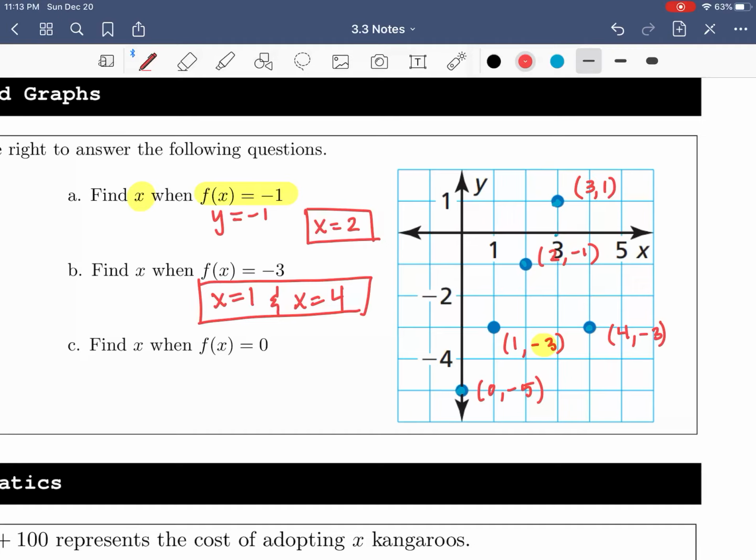And then find x when f of x equals 0. So f of x equaling 0 means y equals 0. So I'm looking right along the x-axis, and I don't see any points right there. So I'm going to say this is none. Maybe you could say no solution. There is no input so that you would get 0 as an output because there are no lines or no dots right there on 0. That's okay.